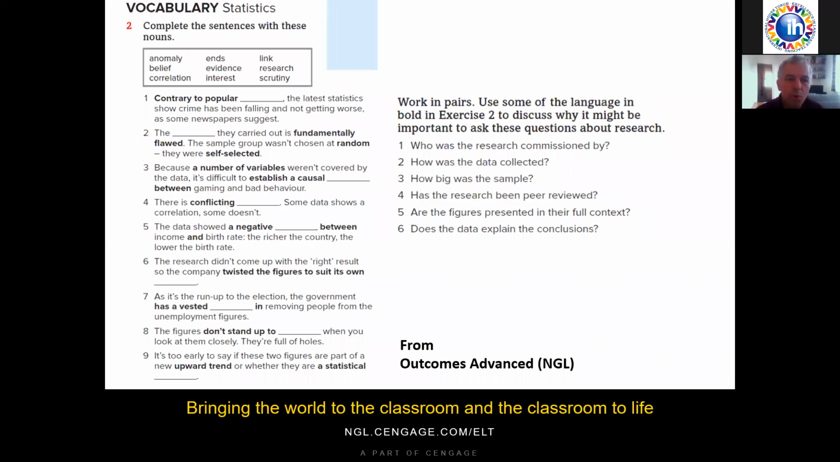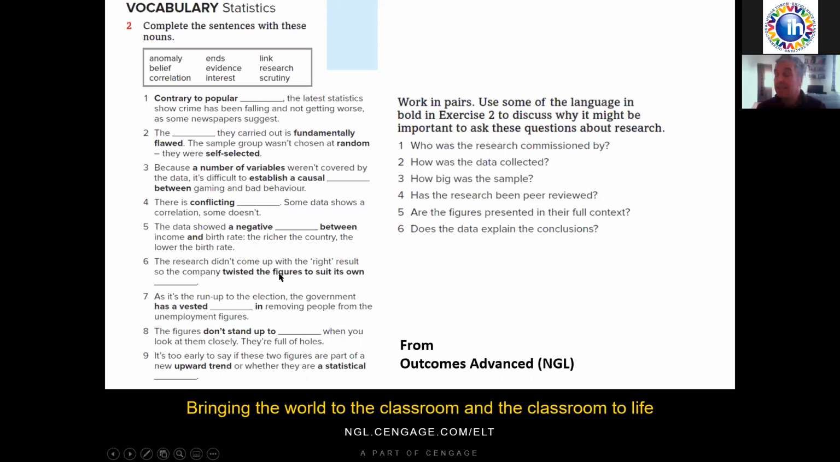Final one here at this point is thinking about what language for analysing and challenging statistics. We see a lot of stuff in the news about research and how things are going to be happening. We get lots of opinion polls, and a part of being critical is to understand the way that this research is constructed, and the way that the opinion polls are done. And what we give students is language like contrary to popular opinion, something is fundamentally flawed. We talk about the sample, whether it's random or self-selected.